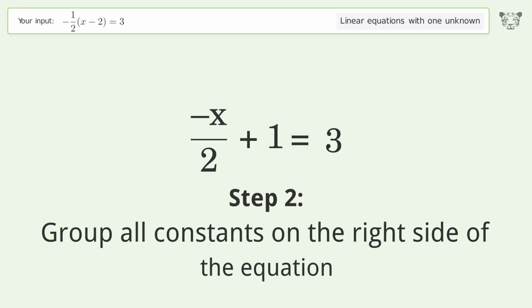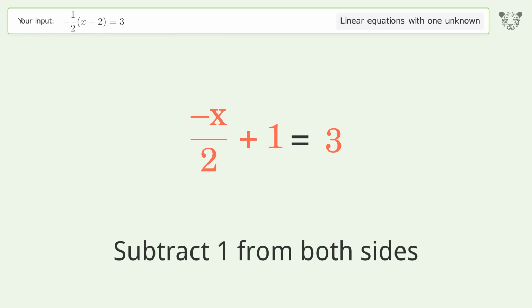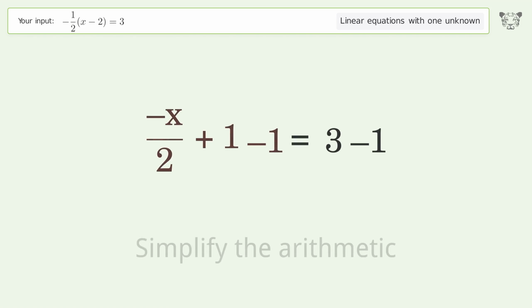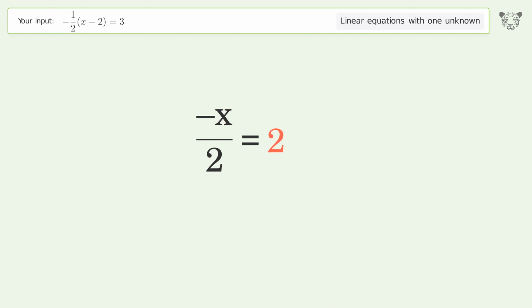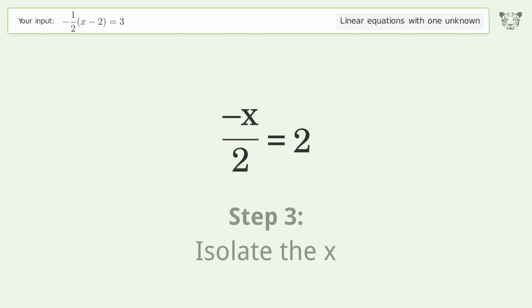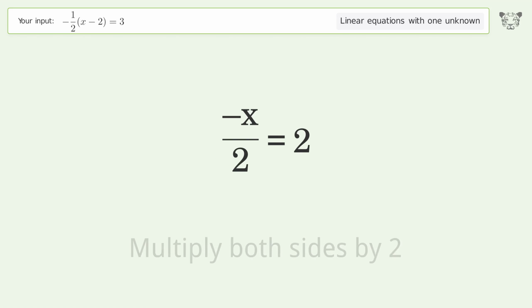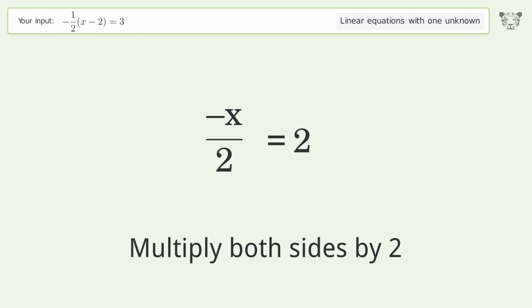Group all constants on the right side of the equation. Subtract 1 from both sides. Simplify the arithmetic. Isolate the x. Multiply both sides by 2.